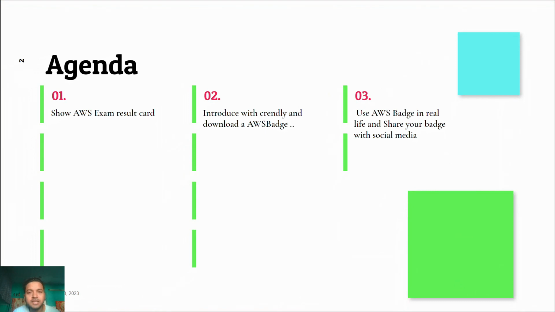So you can see on my screen that this is the agenda of this video. There are 3 points which we'll discuss in today's video. The first agenda is to show the AWS exam result card. The second one is to introduce Credly and download an AWS badge. And the third one is I will show you how we can use the AWS badge in real life, and how we can share it on social media. So without any delay, let's start.